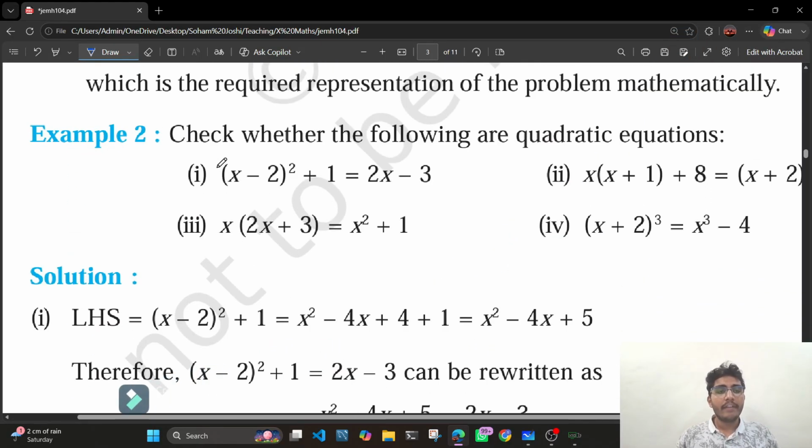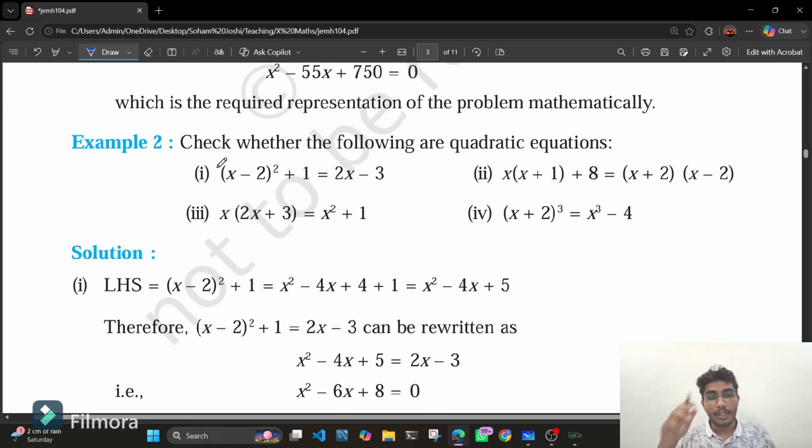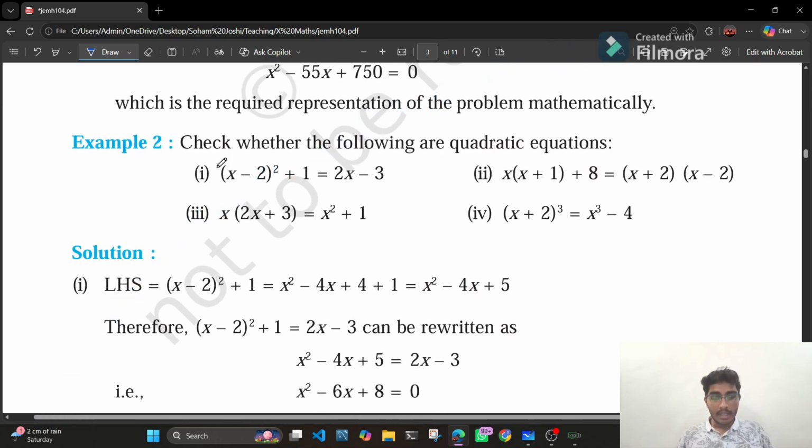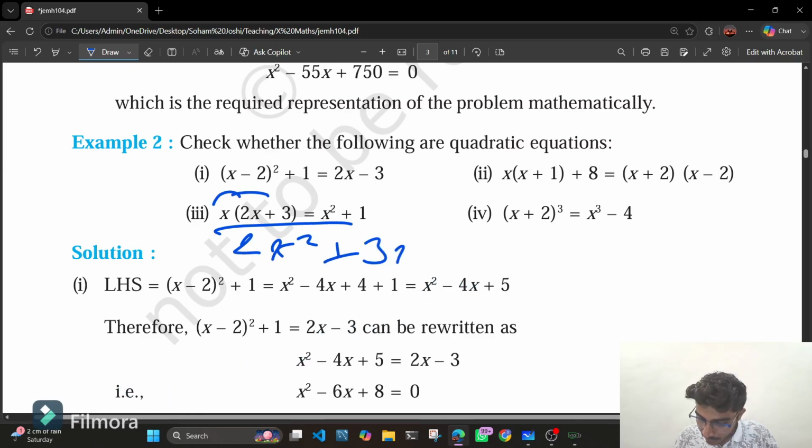Cool. So we are given here: check whether the following are quadratic equations or not. So let us solve one of the examples. We'll take example 3. If we expand example 3, if we multiply the x into this bracket, we get 2x square plus 3x is equal to x square plus 1.